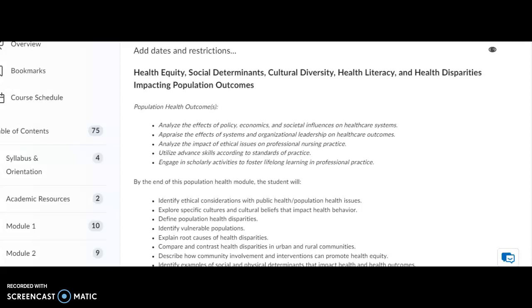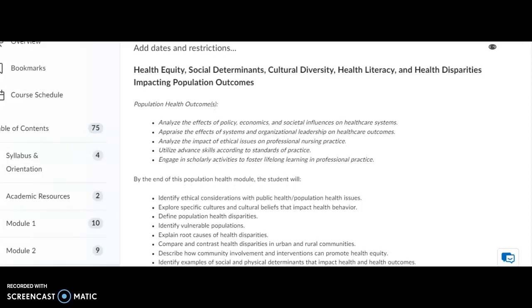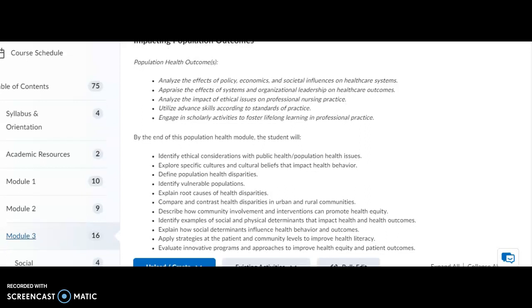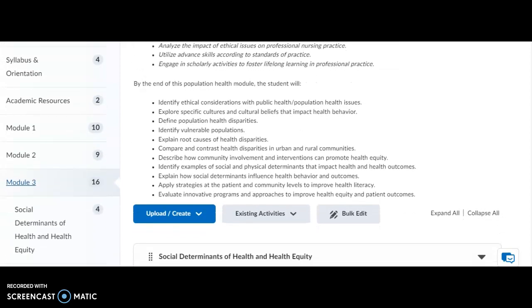Across this module, we will have an opportunity to dive into topics including health equity, social determinants, cultural diversity, health literacy, all of those elements that impact population and healthcare outcomes. Please do take some time to review the population health outcomes relative to this module, as well as the outcomes relative to this unit.